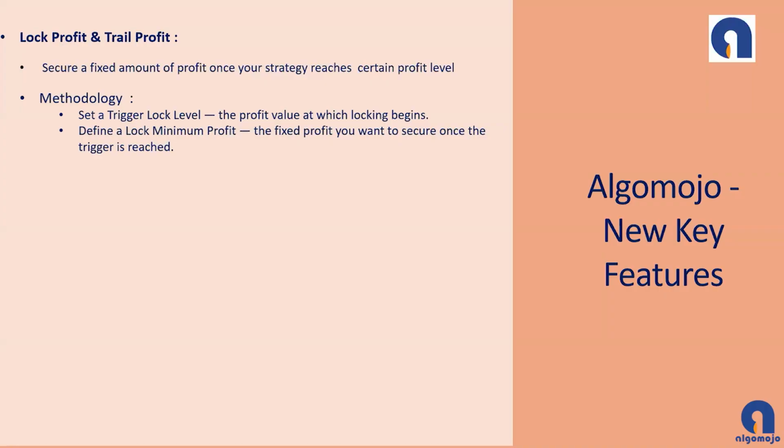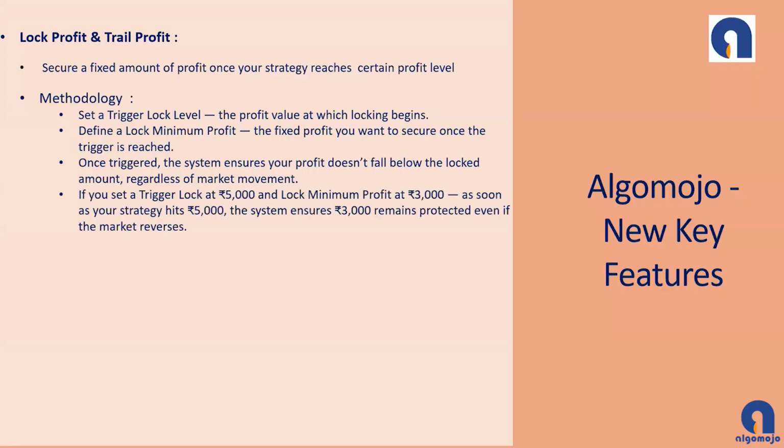And if the trade starts going against you and comes down to, say, 12,000 rupees as the lock-in which you defined, it will close the position for you, so that you end up with at least the minimum of the profit that you were looking at. So it's a pretty simple process to set it up.